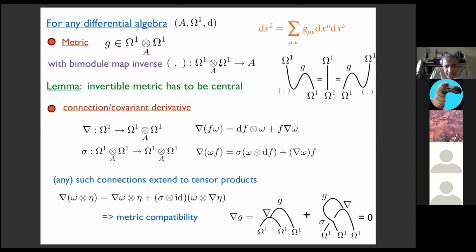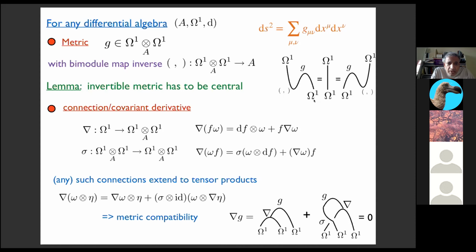Then there should be an inverse metric, which goes the other way. So a metric is a product on one forms, if you like. And they should be inverse to each other, which is what I've written in this diagrammatic way. You read down the page and it reads like the usual thing that says this is inverse to this, and it gives the identity map.